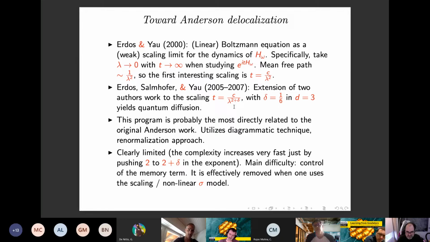So the main difficulty in this approach is control of the memory term. So once you start to expand the exponential into some expansion, then eventually you have this last term left, which is the memory term, and it's its control which actually spoils everything. So, at least from my perspective, this control of the memory term is effectively removed when you use this scaling argument of the gang of 4 on a linear sigma model. So that's, for me, the main reason why you actually see diffusion if you use those methods.